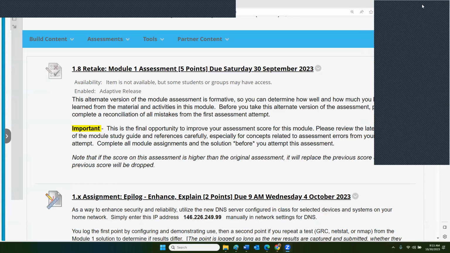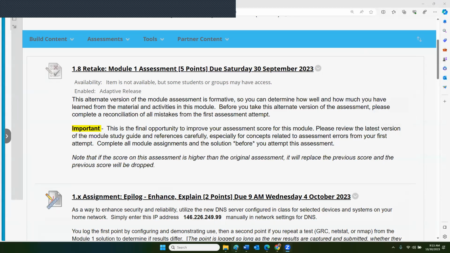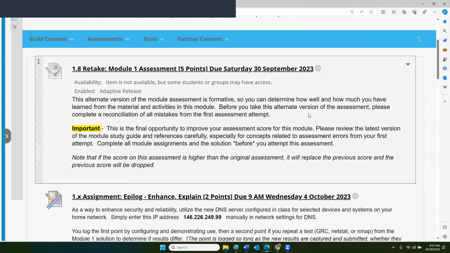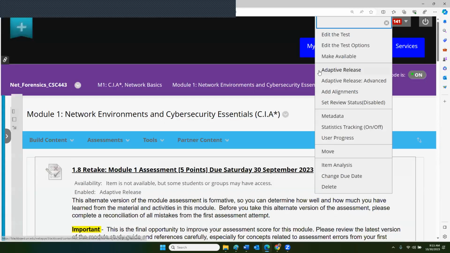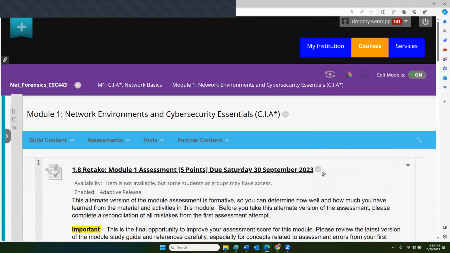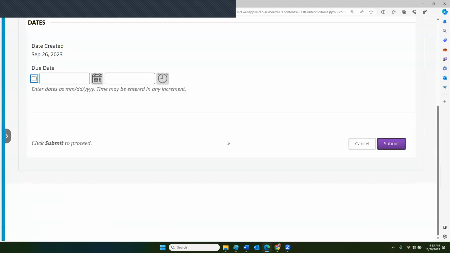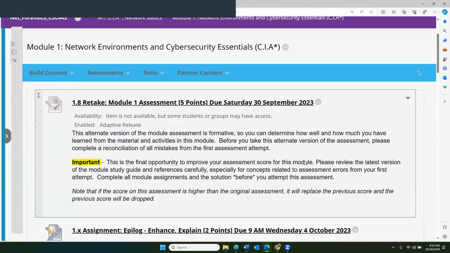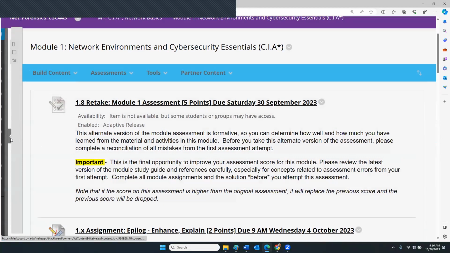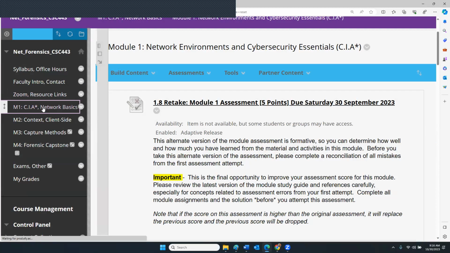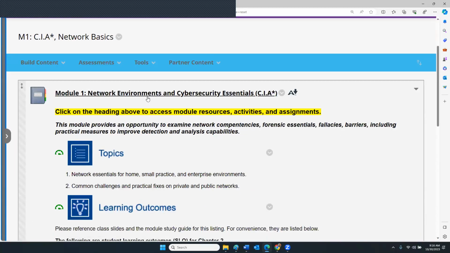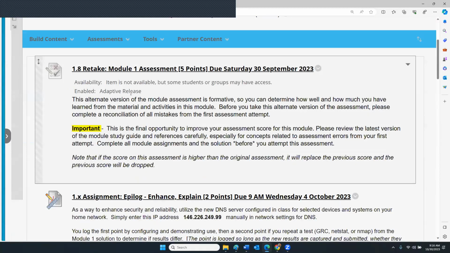So a question was raised about the Module 1 retake. And essentially, there is no due date. So that's not the issue with access to the Module 1 assessment. If you click into the Module 1 content in Blackboard, what you should see at the very top is the retake.